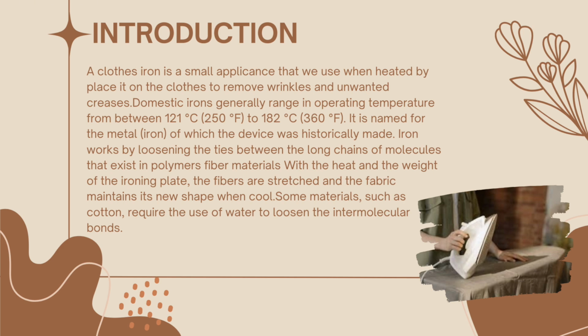Iron works by loosening the ties between the long chains of molecules that exist in the polymer fiber material with the heat and the weight of the ironing plates. The fibers are stretched and the fabric maintains its new shape when cold. Some materials, such as cotton, require the use of water to loosen the intermolecular bond.